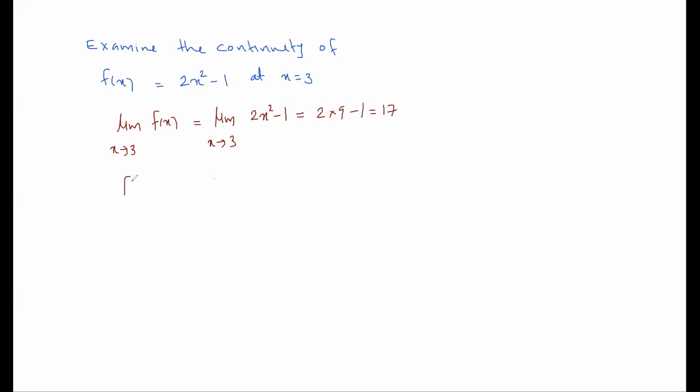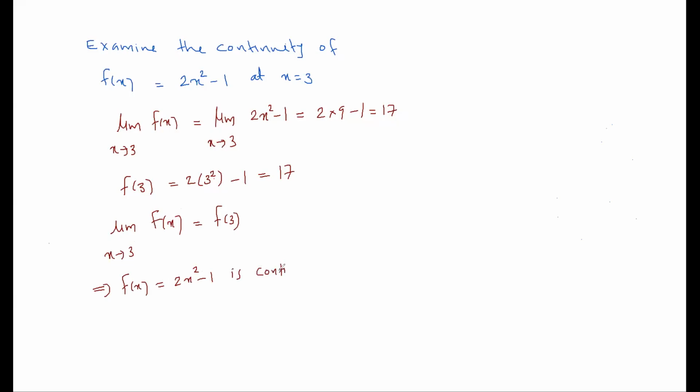Now f of 3, the value of the function at that particular point. It is 2 into 3 square minus 1. 3 square is 9, 9 into 2, 18, minus 1, 17. That means the limit of f of x as x approaches 3 is the same as f of 3. The limit exists and that limit is equal to the value of the function at that point. That implies f of x, which is equal to 2x square minus 1, is continuous at x is equal to 3.